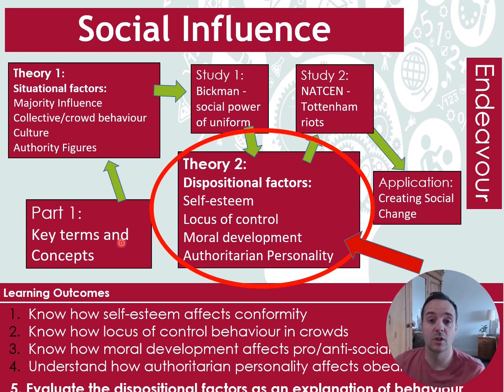Anyway, what I'm going to do is just give you a quick introduction to the dispositional factors, which is the last part of the social influence topic. So for this to make sense in terms of the sequence of the topic, if you're doing the GCSE, you should have already covered part one, which is the key terms and concepts. So what conformity is, that kind of thing.